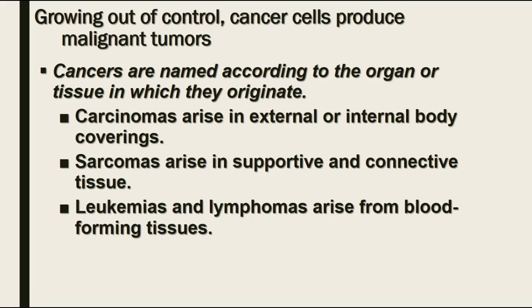Cancers are named according to where they originate, okay? And there are three main kinds of cancers. There are carcinomas, which are in body coverings, either inside or outside the body. Sarcomas arise in supportive and connective tissue, like in bones and so forth. And then leukemias and lymphomas arise from the blood-forming tissues.